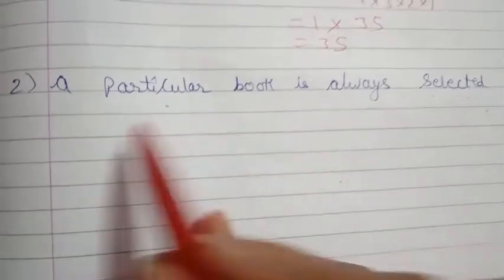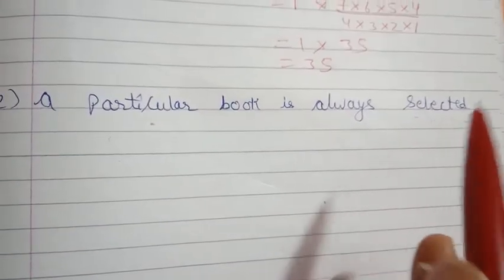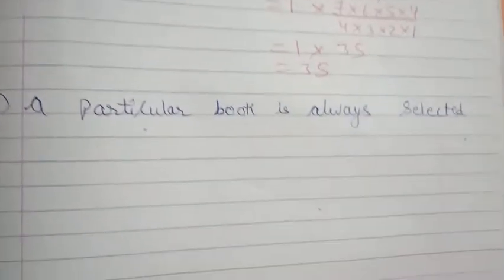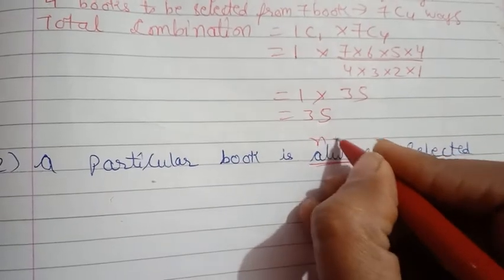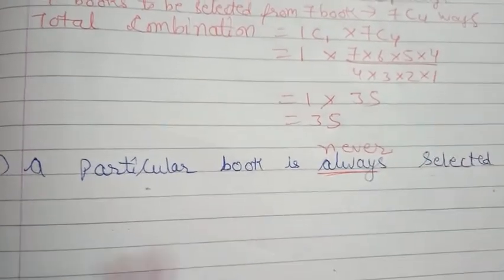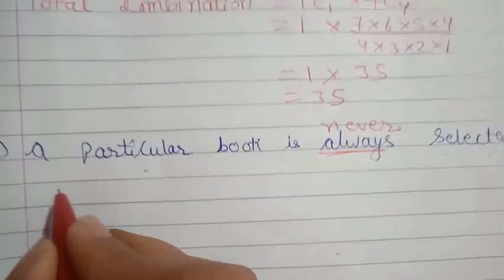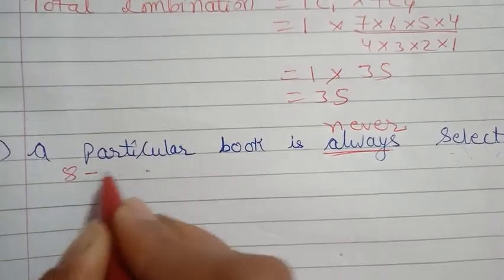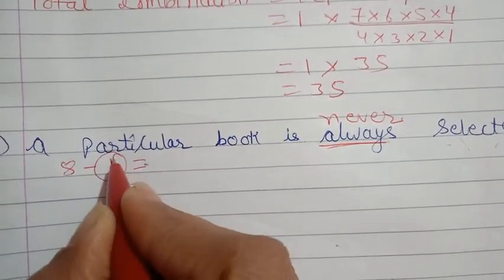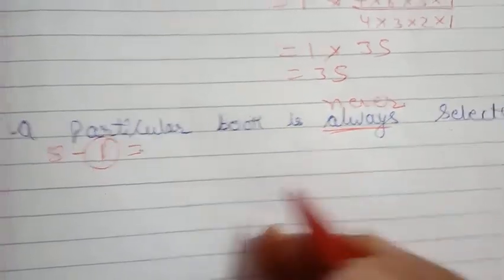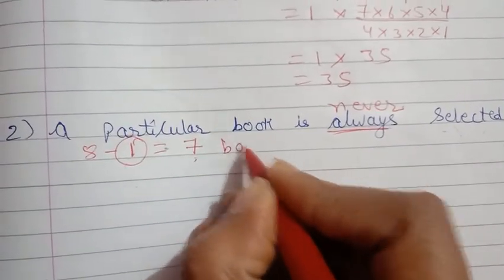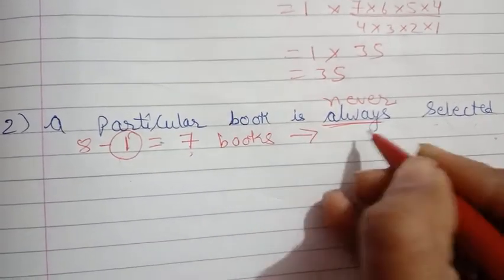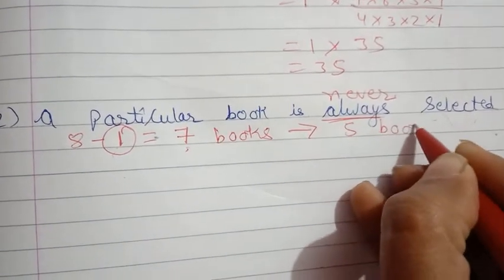Now next condition is that a particular book is always selected, that we have solved. Second is a particular book is never selected. Means 1 book we don't have to select only. So from 8, 1 we will subtract, because this 1 book we don't have to select only. So now we are having total 7 books. So from these 7 books, now we have to select 5 books.